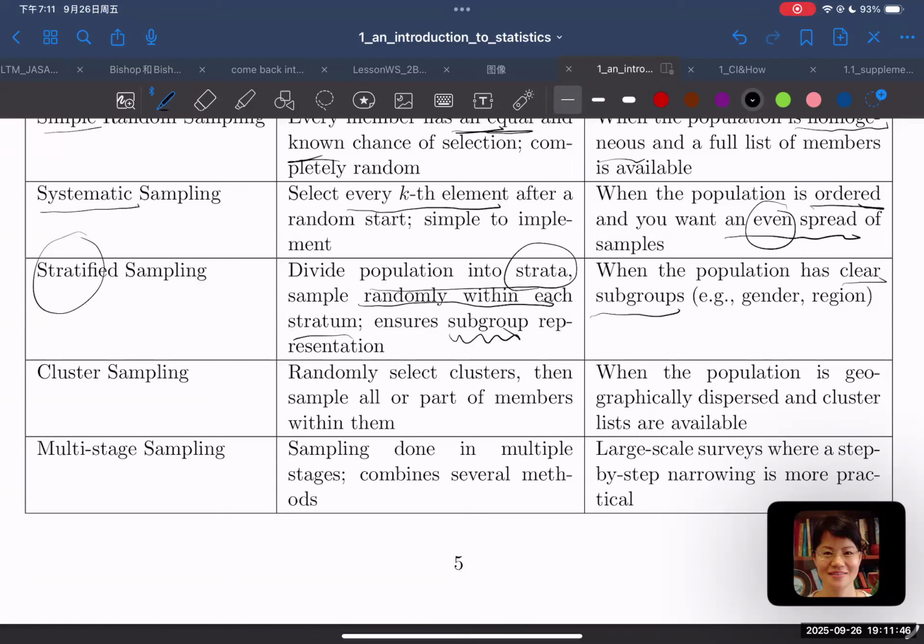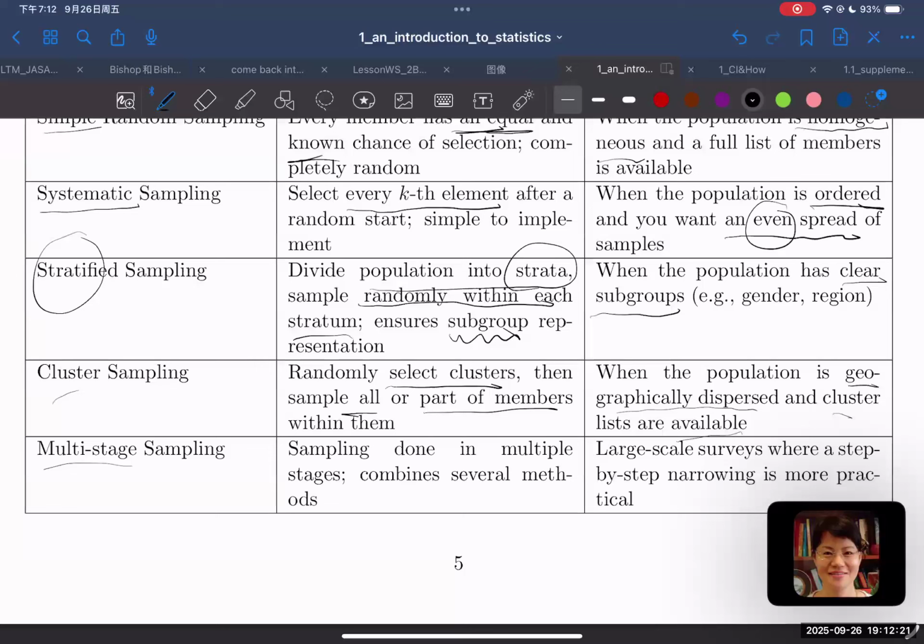Next one is cluster sampling. For cluster sampling, randomly select clusters, then sample all or part of the members within them. For example, just now if I try to draw from your students, I cluster by gender, right? You have girl students, boy students, and within each cluster, the distribution would be the same. This suits when the population is geographically dispersed and cluster lists are available. You can do that.